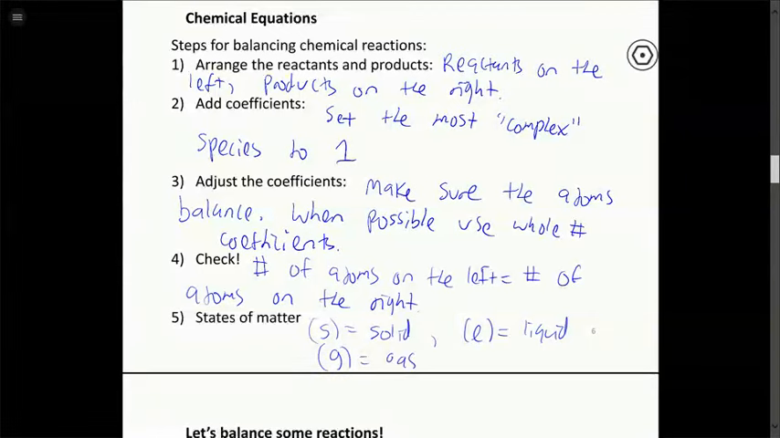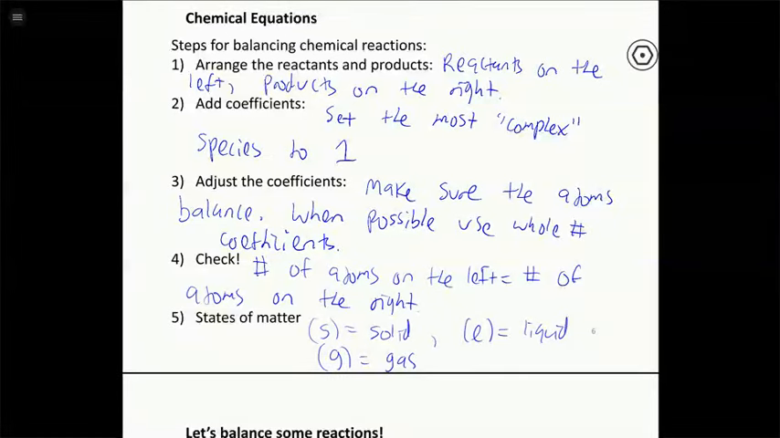Again, for chapter 5, this is not terribly important, but we'll start to see it a little bit more in the next chapter, and especially when you start taking chemistry 2, the states of matter for things involved in chemical reactions is going to be very important. But for now, just be aware that it's there, but it's not always necessary to have it. All right, so let's start looking at how we can balance chemical reactions.